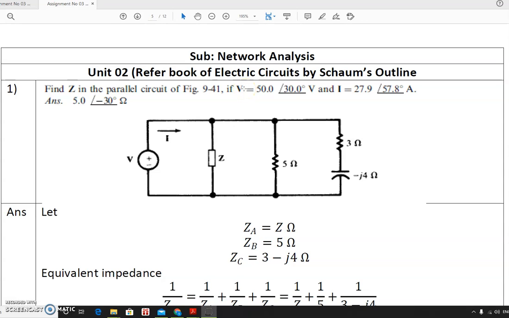Hello everyone, welcome to the solution of assignment number 3 on network analysis. In this video, we are going to see some numerical related to the network analysis based on the network theorems.